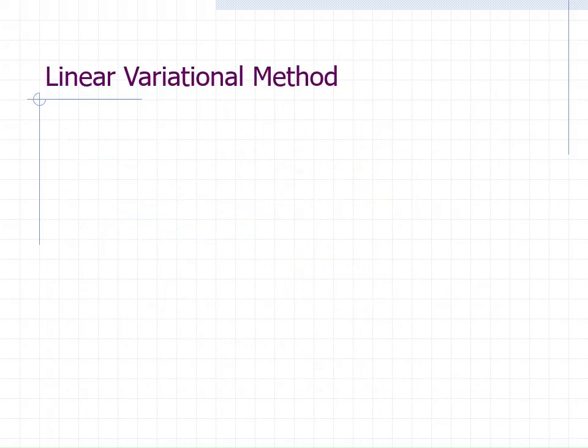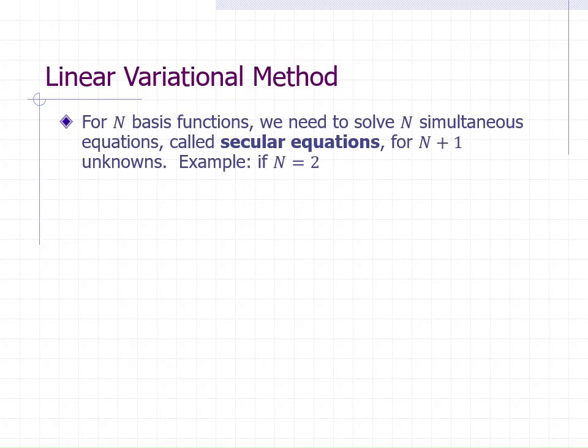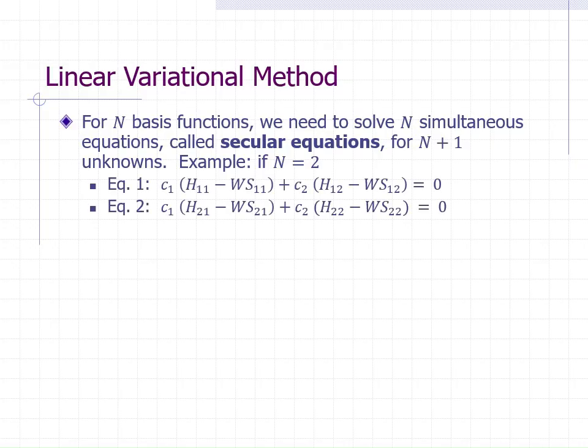When we minimize the variational energy with respect to the coefficients, we obtain a system of simultaneous equations. If we use n basis functions, then we need to solve n simultaneous equations, known as secular equations, with n plus 1 unknowns. For example, if we use two basis functions, we need to solve equations 1 and 2 as shown here. The unknowns are the coefficients c sub 1, c sub 2, and the variational energy W.